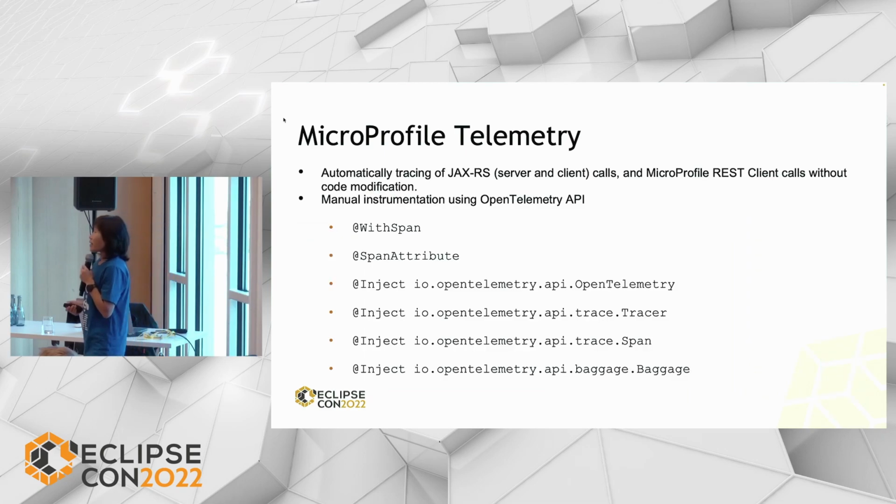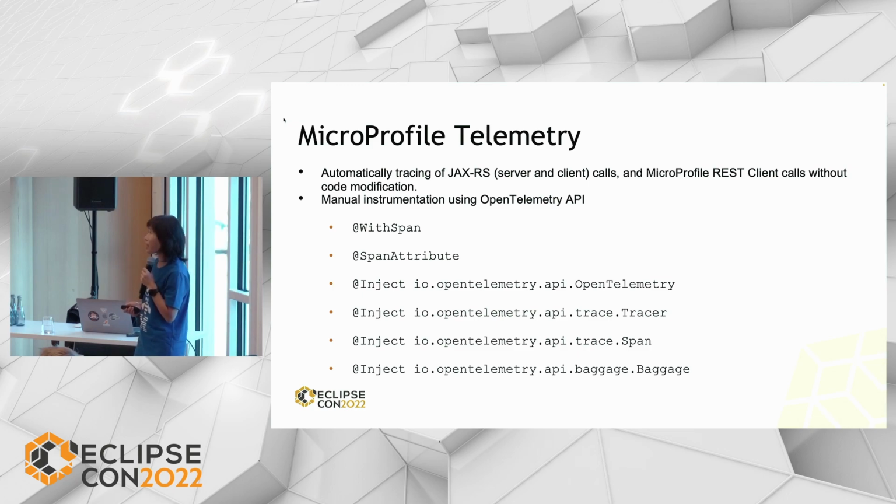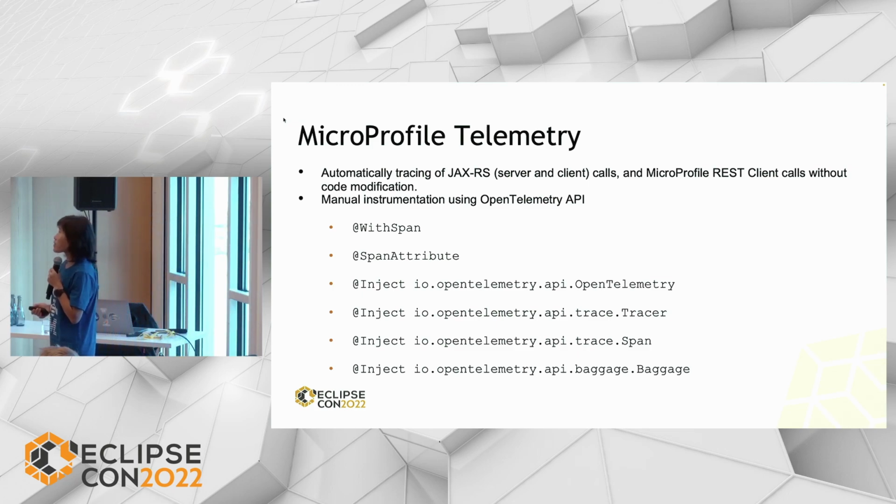So this is more details about MicroProfile telemetry. This is automatic tracing. The other one tells you how to do the injection. You can do this annotation with the span and span attribute. And also you can inject. At the moment, MicroProfile telemetry pulls in the latest open telemetry Java spec 1.19 and open telemetry, the language agnostic spec 1.13.